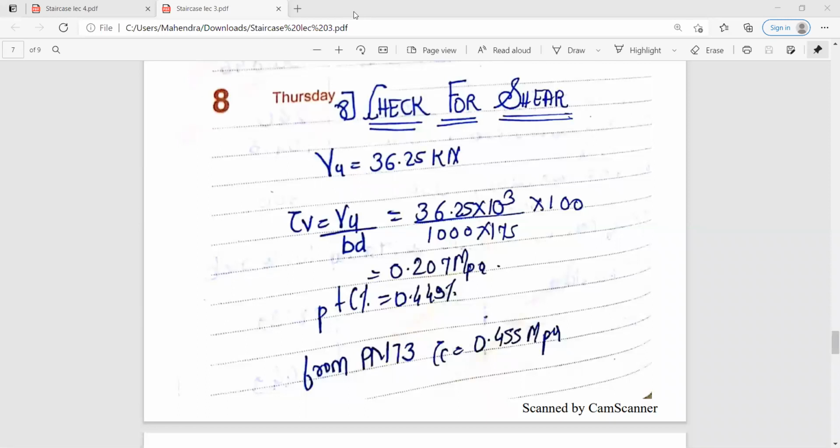Then you need to calculate tau v. The formula for tau v is V by BD. So here B is 1000 and D is 175. That is effective depth is 175. So tau v आपको मिलता है 0.207 megapascal.